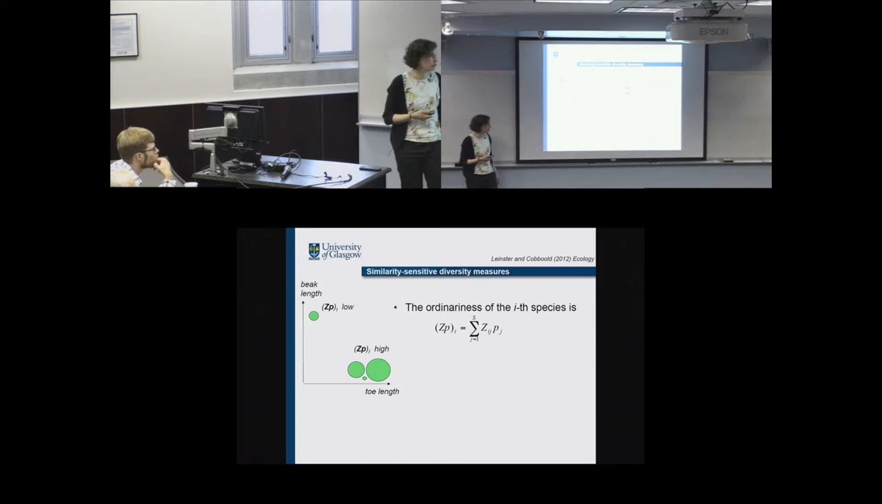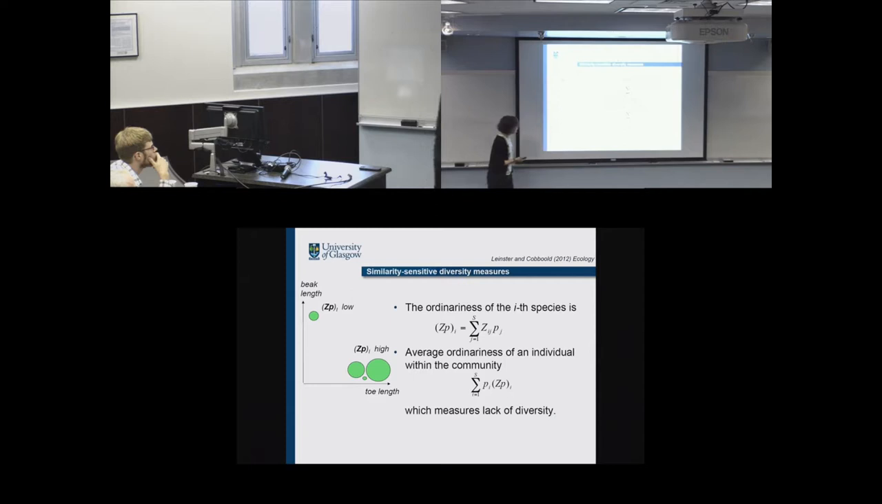Okay. So we could take the average of that. Okay, so let's do that. So we could get the average ordinariness of a species in our system. Okay, so if we do that, just weight it here by the p_i's. And so this is some measure of lack of diversity. Okay, if this is really high, everything's very ordinary, it's very similar to everything else. Okay, so if we took one over that, then we've actually got a measure of diversity, how different things are.